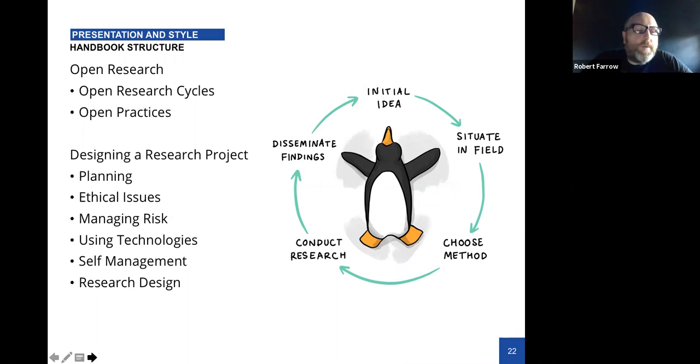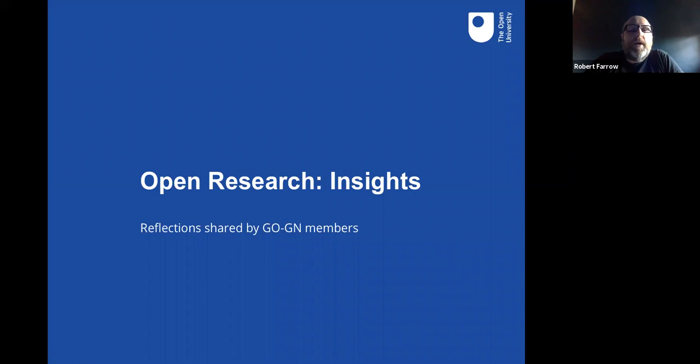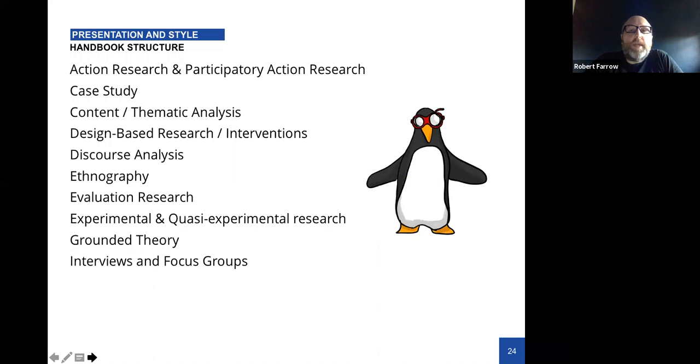But we also reflect a bit on openness as a feature of research, and what does an open research process look like? What do open practices in research look like? And we also give some guidance on practicalities of running a research project, which you wouldn't often find in a methods handbook. So about half of the book is that, and the other half is these insights from our members. So these are the specific methods that people have used, and they provide their critical commentary on it, so how it's been for them to use it.